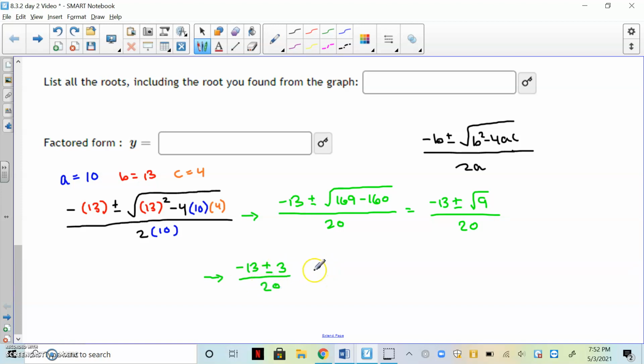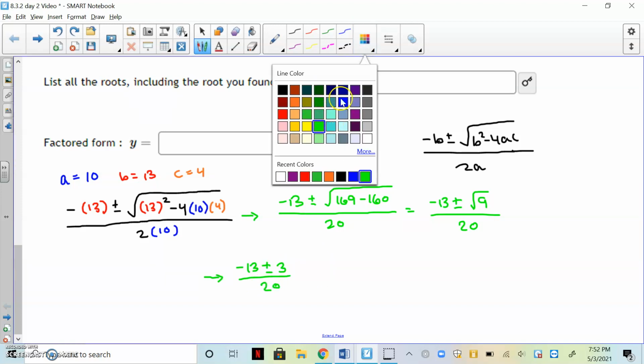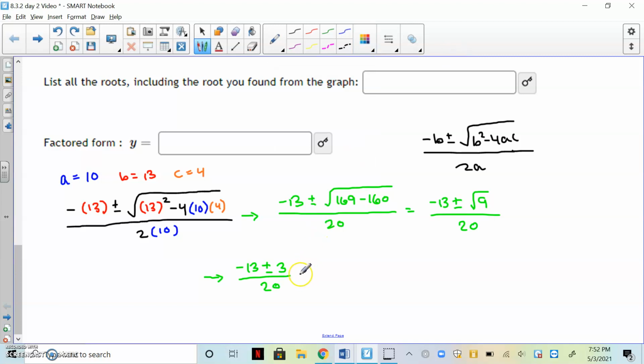All right, so now let's go ahead and split these up into our two answers. One would be negative 13 plus 3, all over 20. And let's just go ahead and simplify that now. So negative 10 over 20. If you simplify this all the way, which you need to do, make sure you simplify all the way, we get negative 1/2.